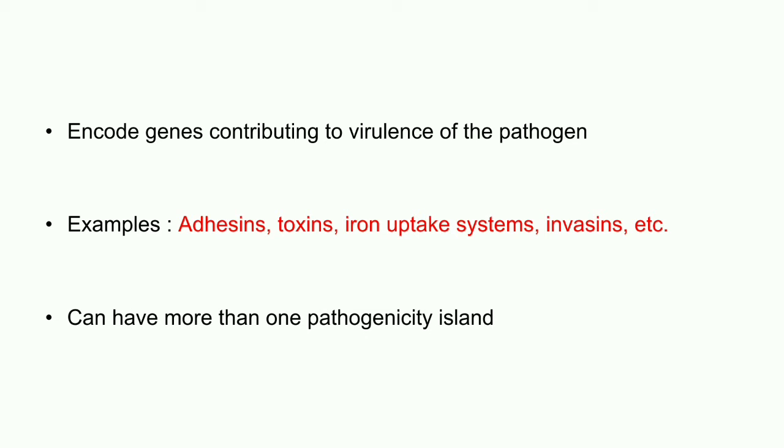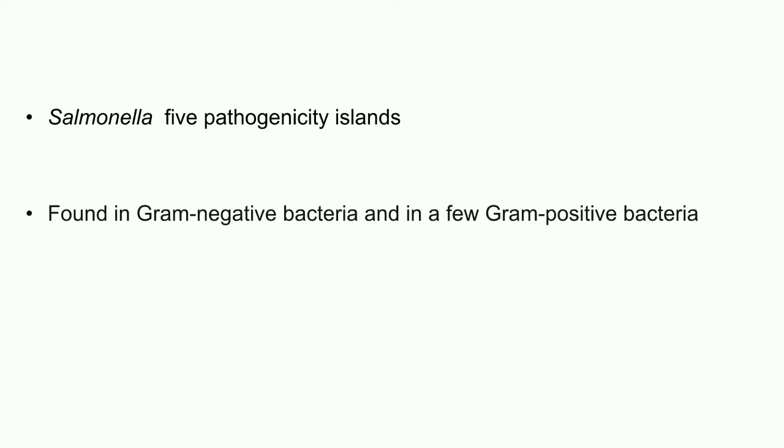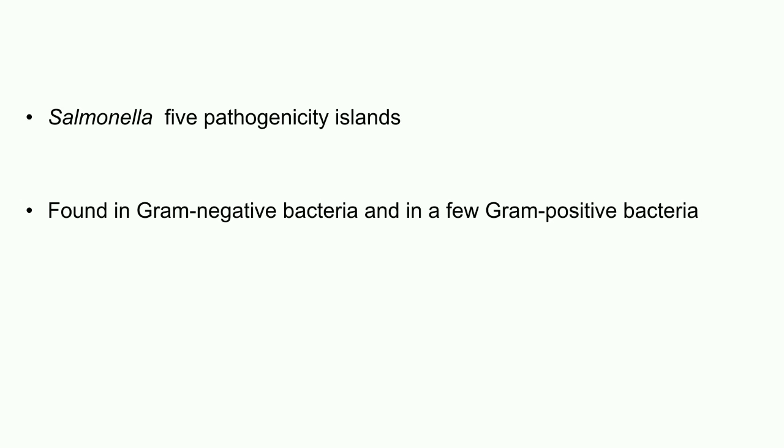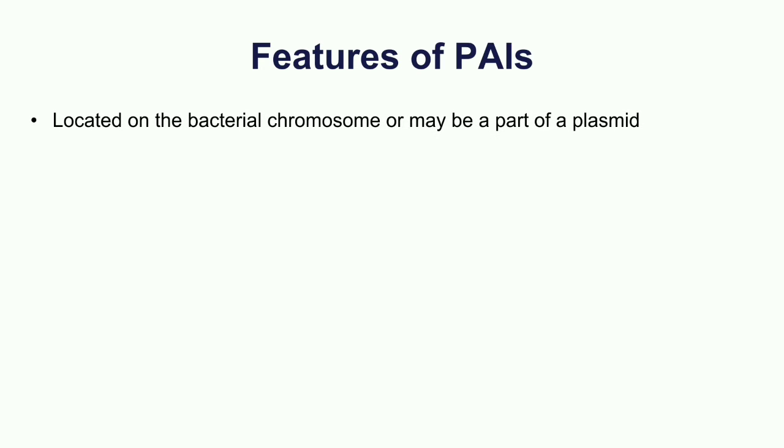A bacteria can have more than one pathogenicity island. For example, Salmonella has 5 pathogenicity islands. They are usually found in gram-negative bacteria and a few gram-positive bacteria as well. Now let us move on to certain characteristic features of the pathogenicity islands.